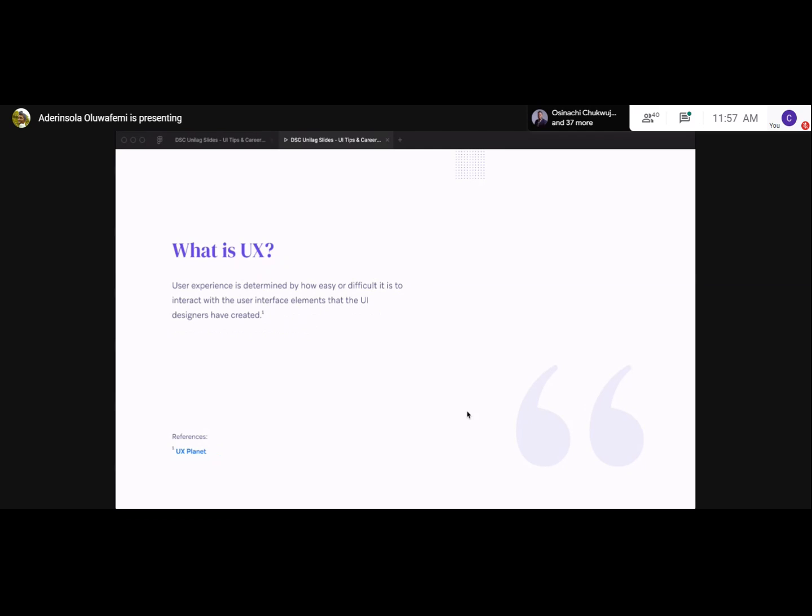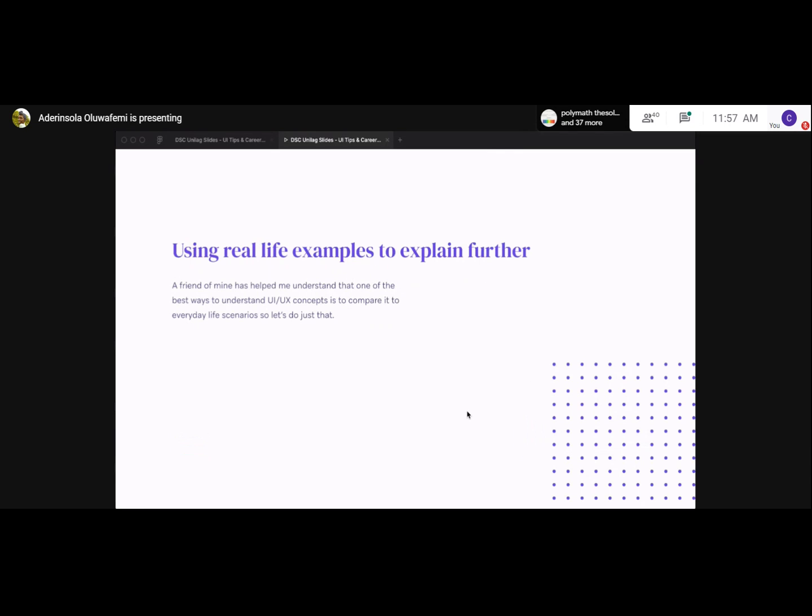Then for UX, user experience is determined by how easy or difficult it is to interact with the interface elements that the UI designers have created. So basically, user experience is how users feel when they're using what you have designed. Like I said, UI, user interface, is just the visuals, it's what it looks like, while UX is how it feels, how the users interact with it, what their experience is like when they're using it. Are they frustrated? Are they elated? Is it easy to use? Is it hard to use? I hope that's fair.